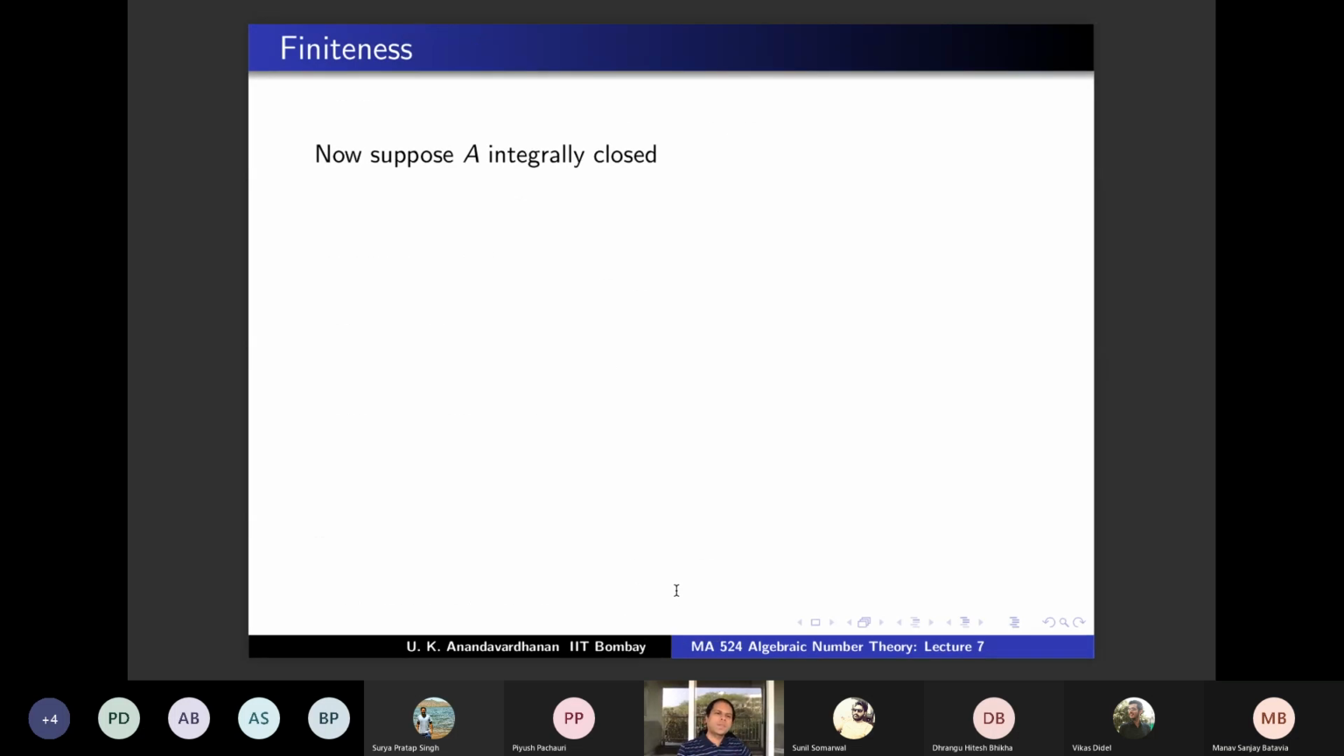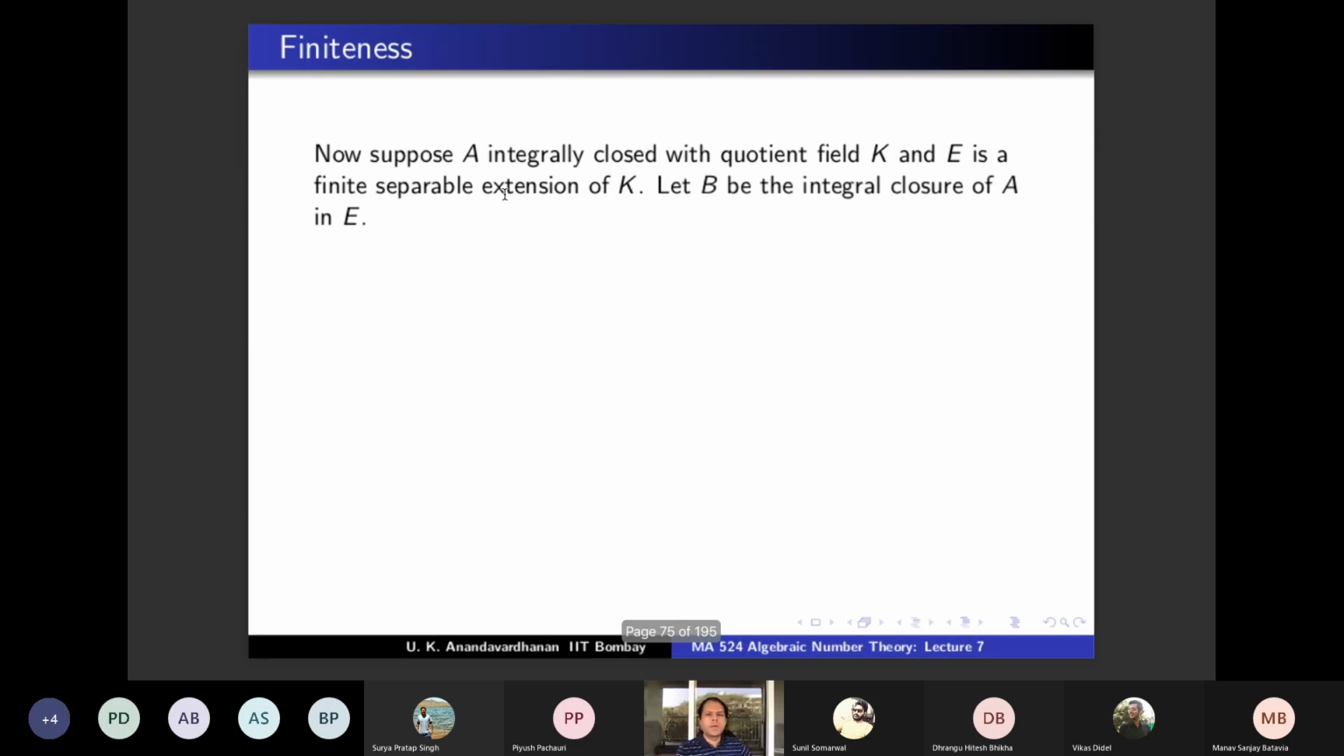And now suppose A is integrally closed with the same notations. I'm just repeating: K is the quotient field, and E is a finite separable extension. I am not assuming normality, and the title is finiteness. So my claim is that if you have a prime below, if you have a finite separable extension and you take the integral closure in that, there are only finitely many primes lying above that. Let B be the integral closure of A in E.